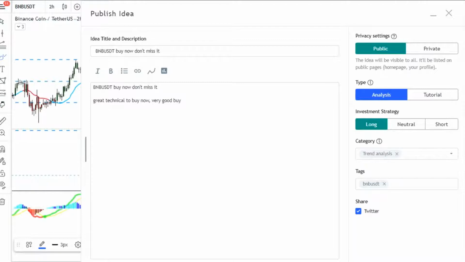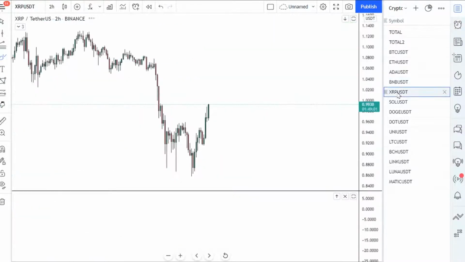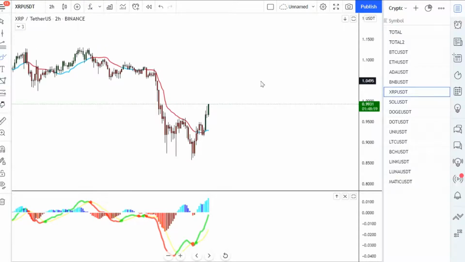Here, this is the link for this, and this is the link for this. Okay, so BNB right here. Copy. Okay, XRP the same thing. This is a beautiful buy.